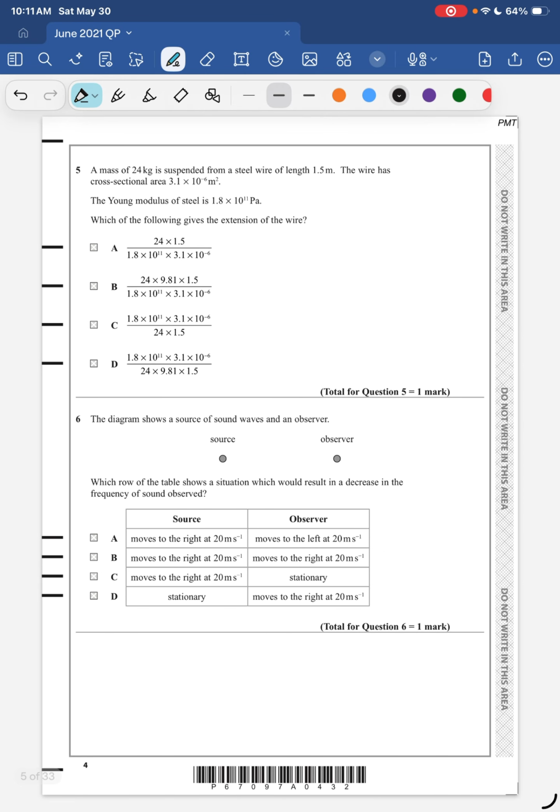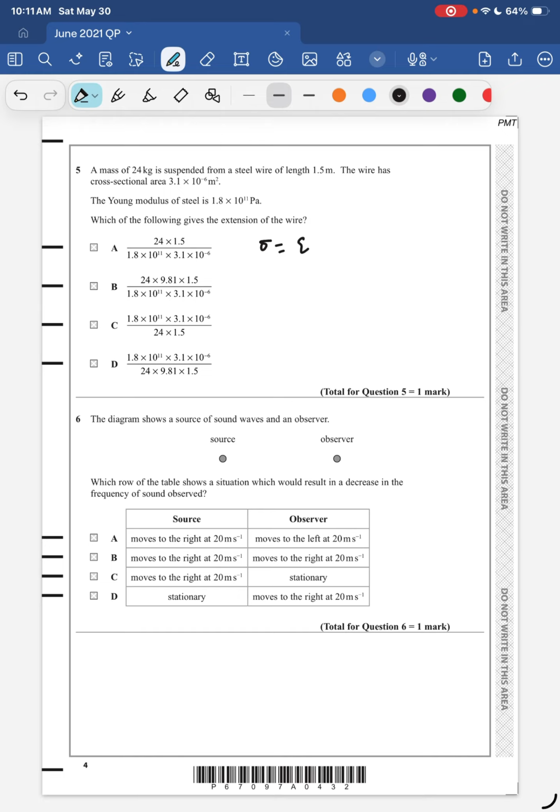Question 5. A mass of 24 kilograms is suspended from a steel wire of length 1.5 meters. The wire has cross-sectional area of 3.1 times 10 to the negative 6 square meters. The Young modulus of steel is 1.8 times 10 to the 11 pascals. Which of the following gives the extension of the wire? So let's start.